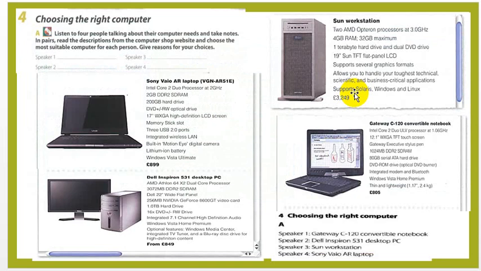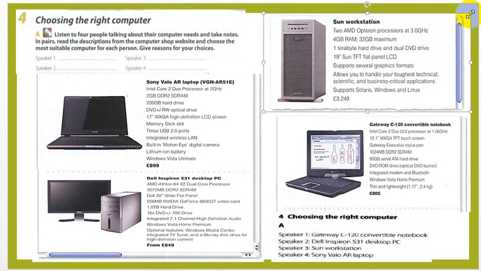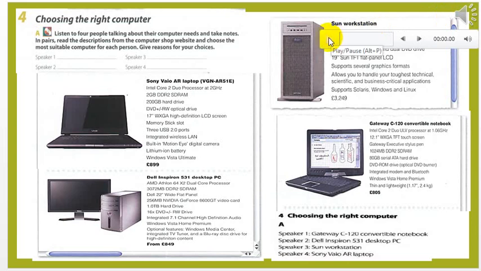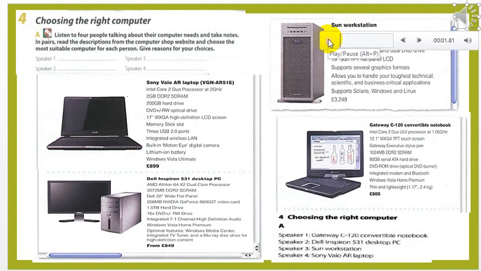Once again, we have a listening section here, and in this listening section we have 4 speakers. Listen to 4 people talking about their computer needs and the computer shop website, and choose the most suitable computer for each person. Give reason for your choice. Okay, here you can see the loudspeaker sign, and you can click, and after that you can play, and you may hear this voice.